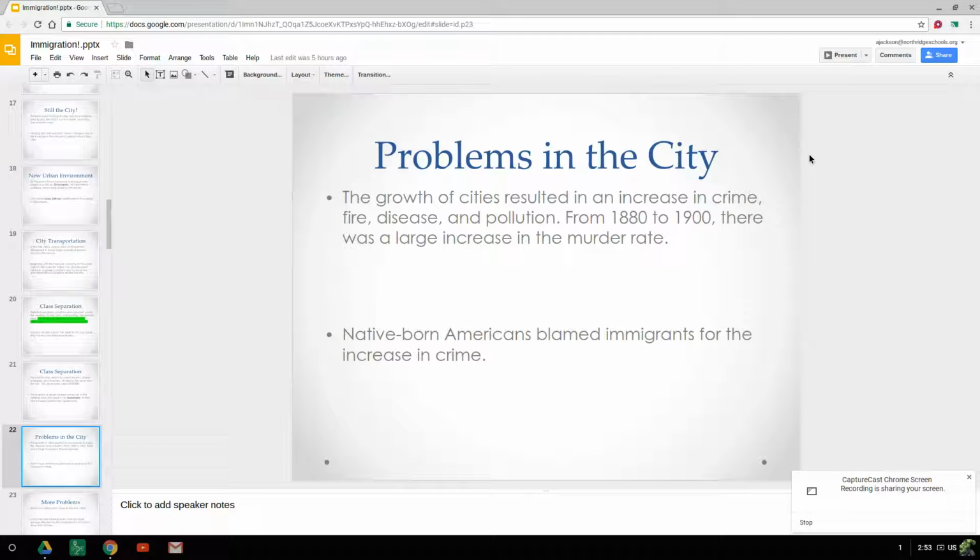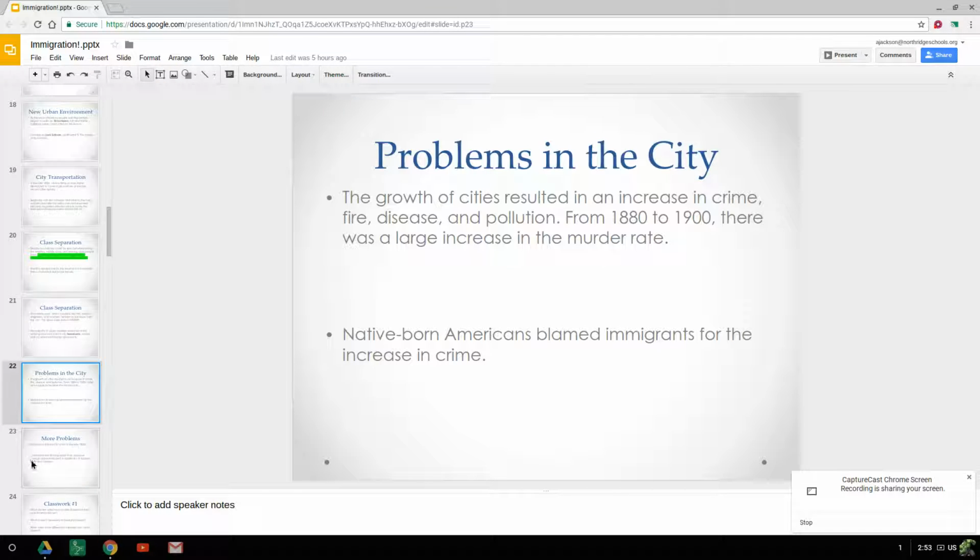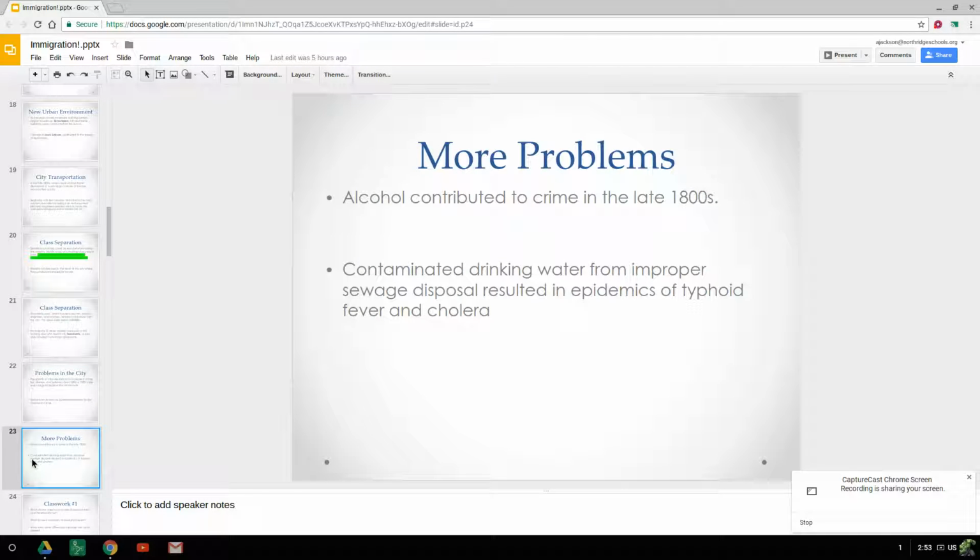We'll have a rise in disease because of lack of sanitation and also pollution as the factories are continuing to pollute, and an epic increase in the crime and murder rate take place in these large urban cities in a 20-year period. And native-born Americans, those first-generation Americans we talked about, they are going to blame many immigrants for all of these problems. The problems won't stop there, though, with the ones we just mentioned.